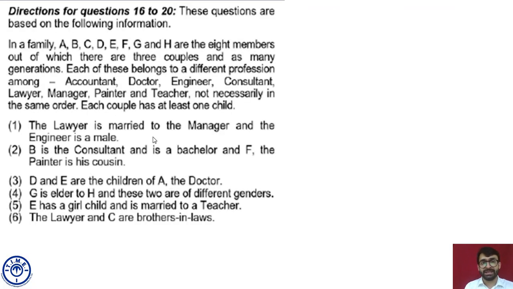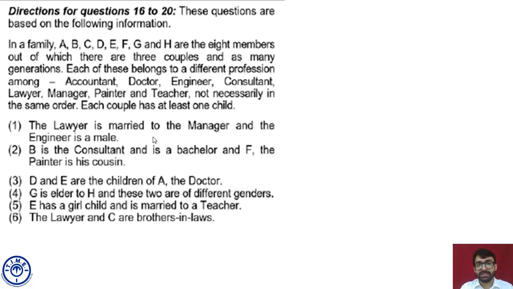Question number 16 to 20. Again a puzzle which has 5 questions. Let's read the question. In a family, A, B, C, D, E, F, G, H. Again 8 people are there in the family. Fine. And 3 couples and 3 generations. What do you mean by 3 generations? Grandparents, parents and grandchildren.